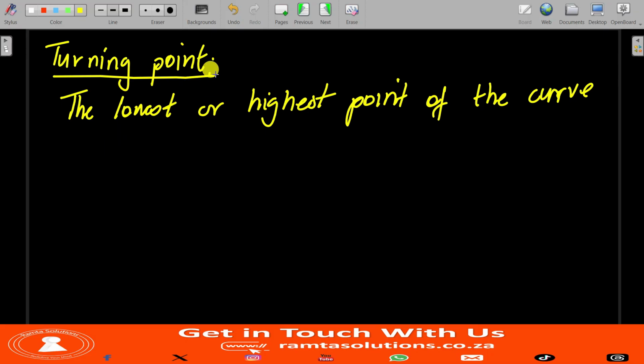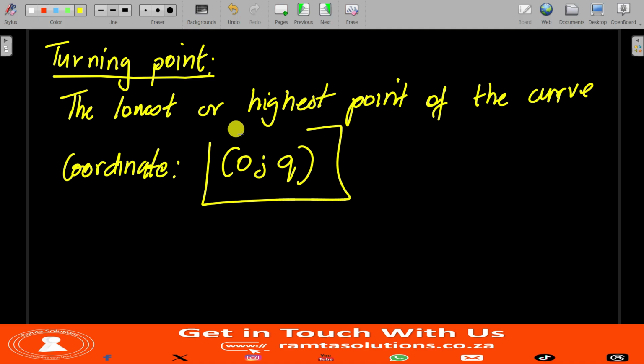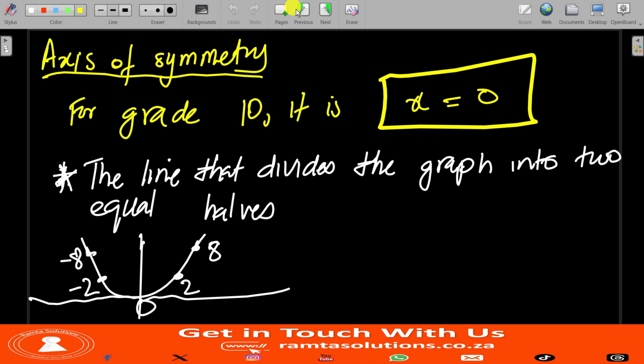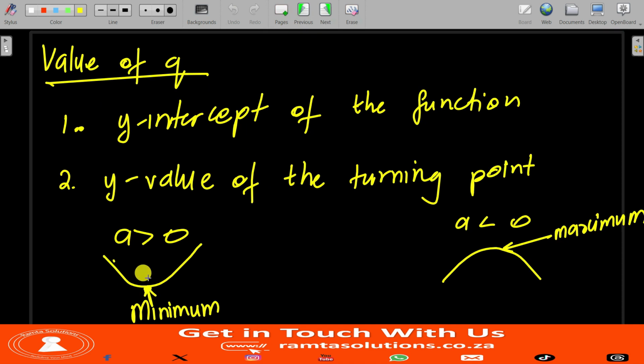So for grade 10, the coordinates of the turning point will be 0 and the value of q. For grade 10 only, it is 0 and q. Whatever the value of q, that's your turning point. Remember, when a is positive, you have a minimum, the lowest value. When a is negative, you have a maximum, the highest value.